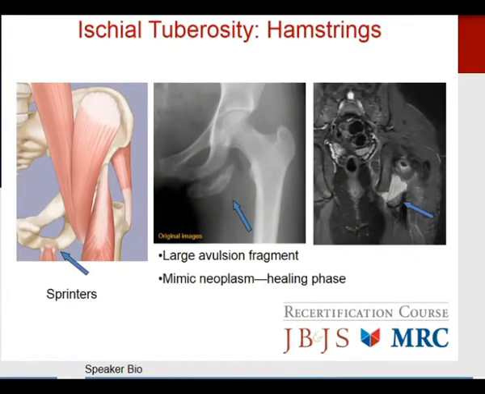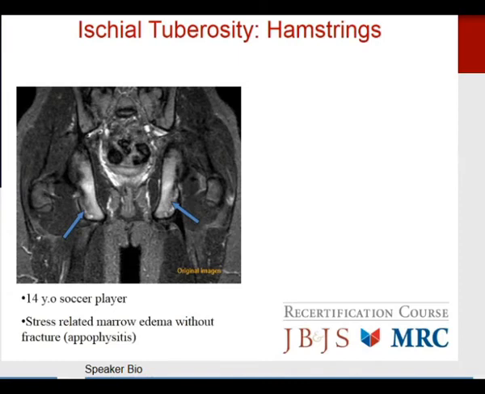With ischial tuberosity, we often see a large piece of bone that comes with the tendon in the skeletally immature. Here we see a nice example of radiographs and MR imaging showing a large piece of the cortical bone, which is displaced with fluid signal interposed between the donor site and the large fragment. And when these start to heal, they can mimic neoplasm, so you want to remember that as a key.